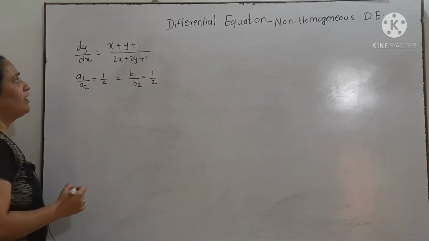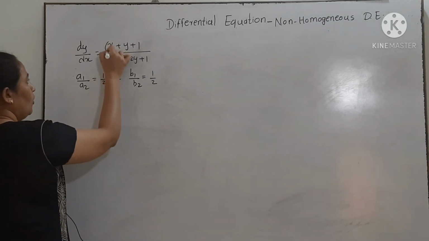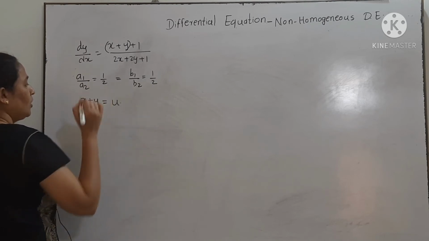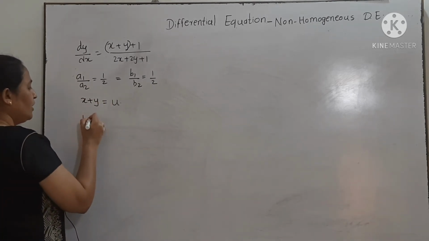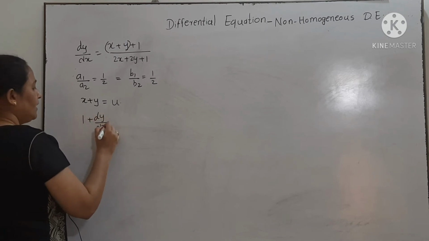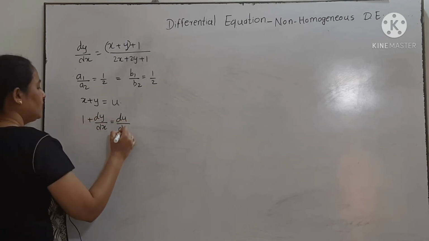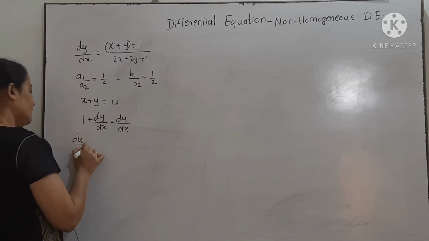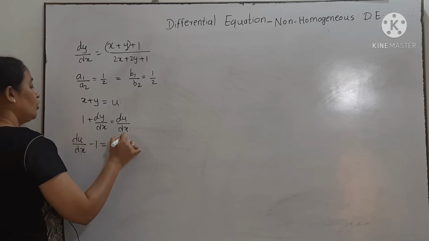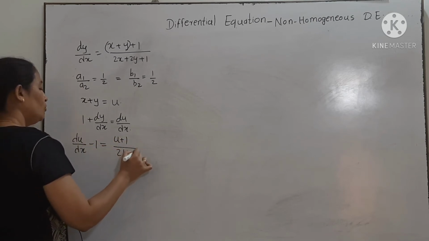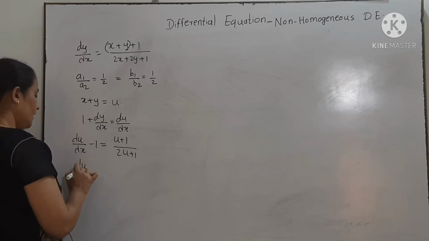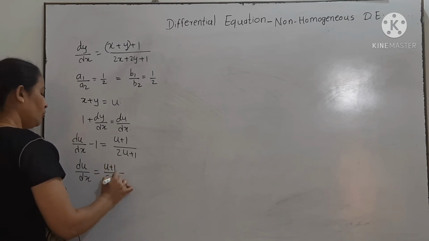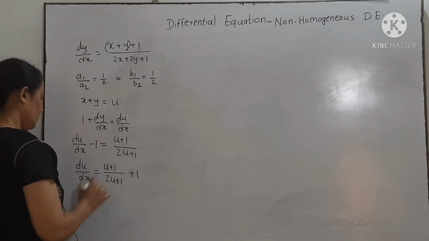So you have a1 upon a2 equal to b1 upon b2. What is the common factor in the numerator as well as in the denominator? It is x plus y. Put that equal to u. You will get 1 plus dy by dx equal to du by dx. If you substitute these values, you will get du by dx minus 1 equal to (u plus 1) upon (2u plus 1). Plus 1, transfer it to the other side, du by dx equal to (u plus 1) upon (2u plus 1) plus 1.